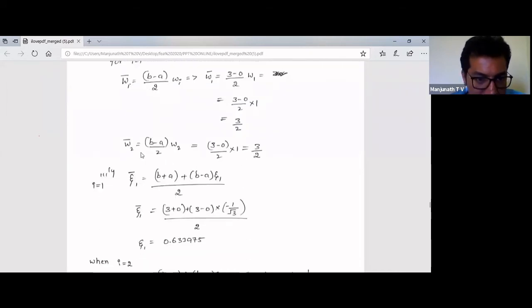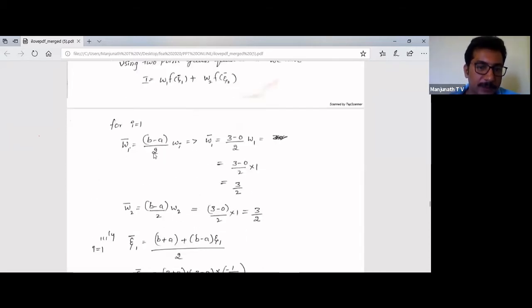Okay, then W2. So W2 dash is (B minus A) divided by 2 into W2, which is equal to (3 minus 0) divided by 2 into W2. For the range varying from -1 to 1, the W2 value we have calculated as 1, so using that W2 as 1, we are going to get 3 by 2 here. Okay, so that way we are going to be able to calculate the W1 dash and W2 dash values.